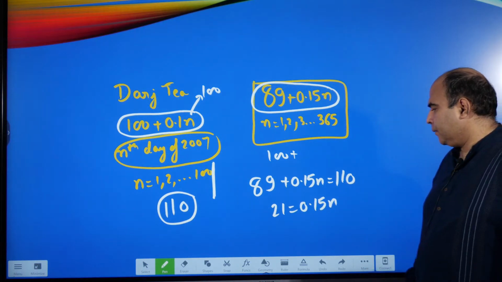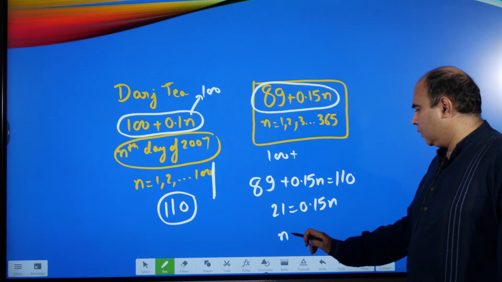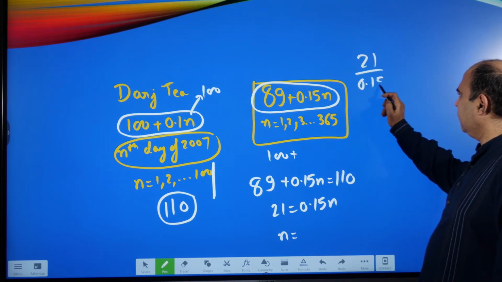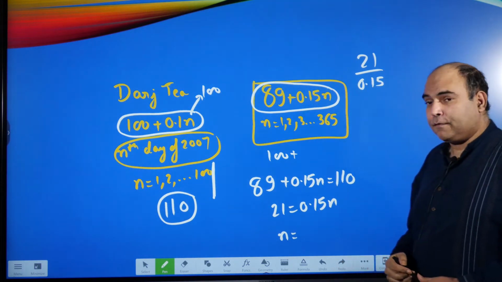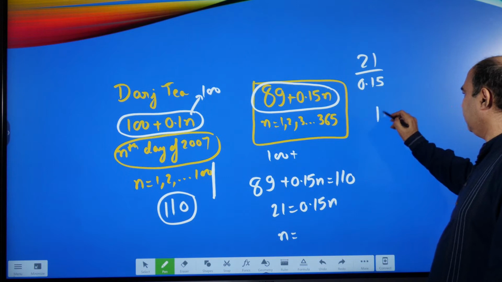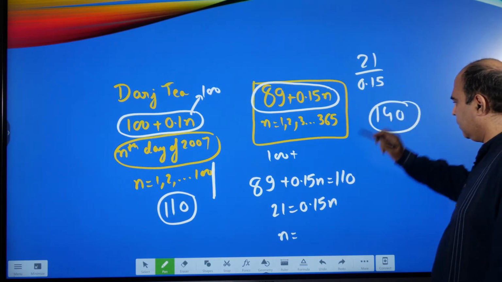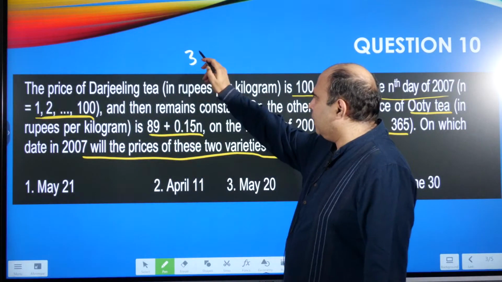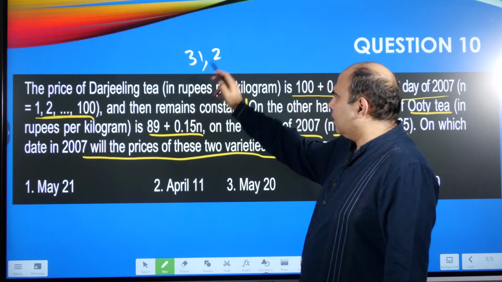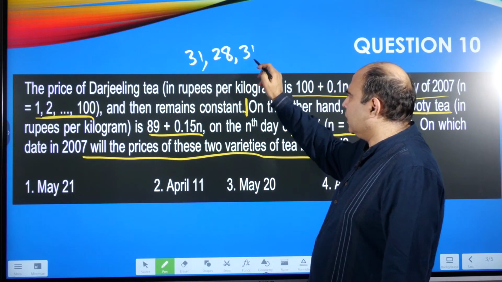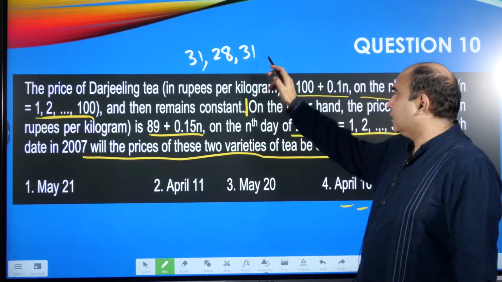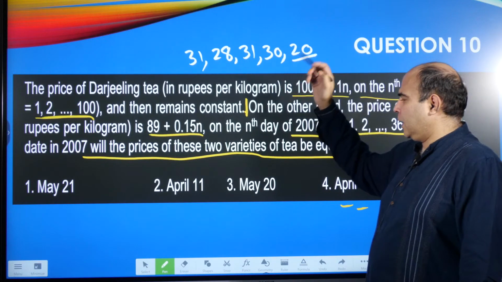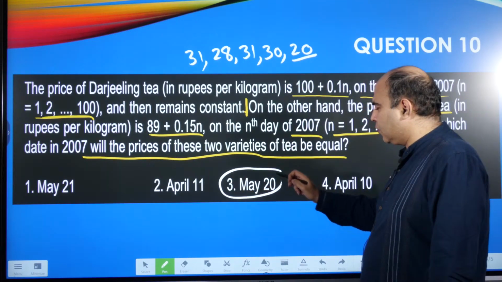And if you solve this, then the value of n is 21 divided by 0.15, which I think is 140. So 140 days of the year. So you then have to calculate the 140th day of the year. So 31 days in January, this is 2007, so 28 days in February, 31 days in March, that's 90, and 30 days in April, that's 120, and followed by 20 days in May. So the correct answer will be May 20th, and that's the answer to the question.